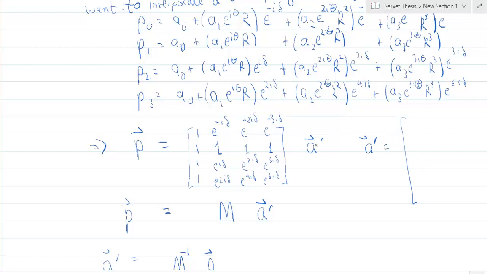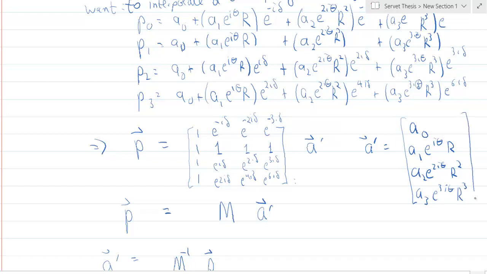A0, my first entry is A0. That corresponds to this entry here. Then this entry is the second one, which is A1 e to the I theta r. The next one is A2 e to the 2I theta r squared. The last one is A3 e to the 3I theta r cubed.